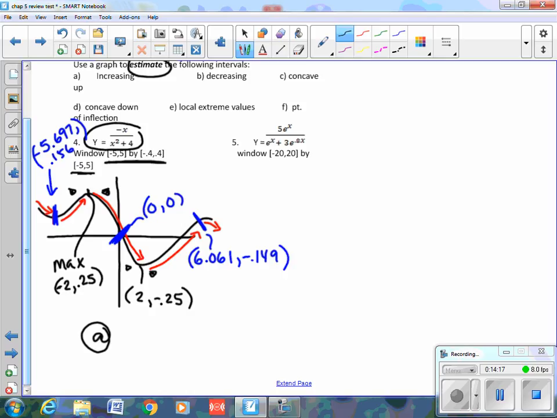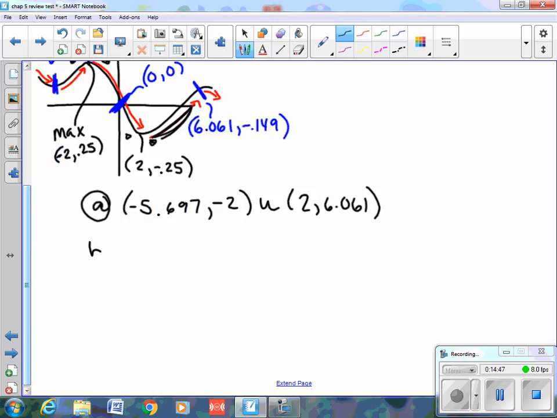It's going to increase from a negative 5.697 to a negative 2, union with. You see the red arrows increasing, and then the next increasing part is right here at 2 to 6.061. That's my increasing part.